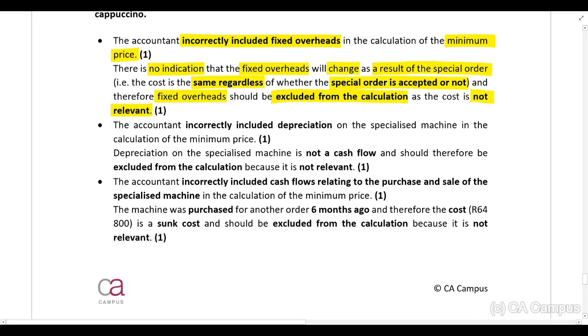See, if you know your theory, you know the theory. If you know the theory, you can do a calculation, or you can explain errors in a calculation. You can do both.